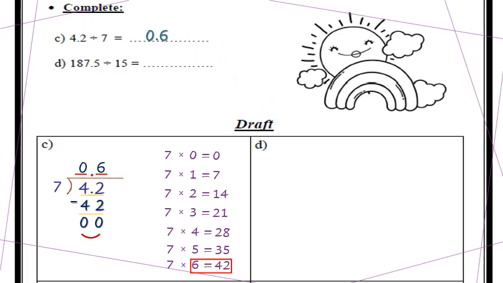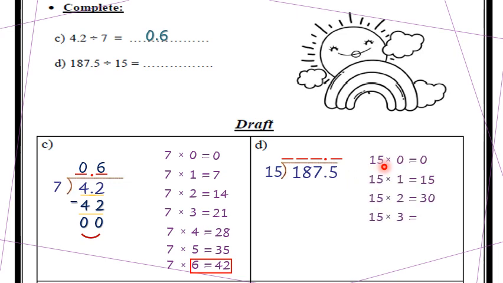The next exercise, here we have 187.5, the dividend. I'm going to write it under the line, and 15 is the divisor, I'm going to write it out. Now let's count how many digits here in the dividend: 3 digits, decimal point and another digit. So I will make spaces, 3 spaces, decimal point and a space according to the numbers in the dividend. And now let's write table 15 in the draft from 0 till 5. And if I need more, I will continue.